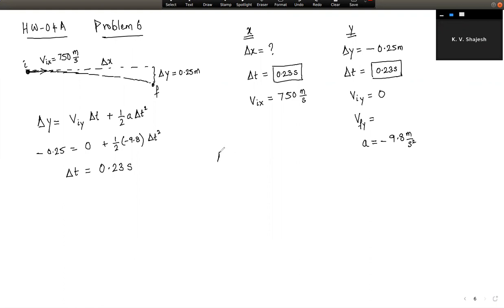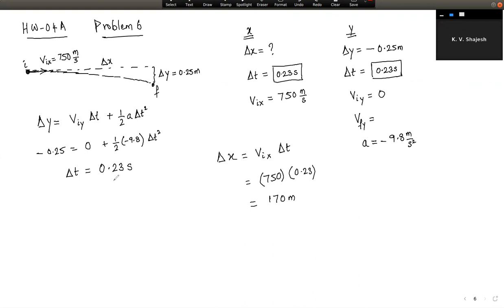We can actually calculate delta x, how far it is. That's v initial x times delta t. So 750 times 0.23 seconds. So that's 750 into 0.23, and that's 172.5, and keep to 2 sig digits. So that's 170 meters. So the rifle is 170 meters from the target.